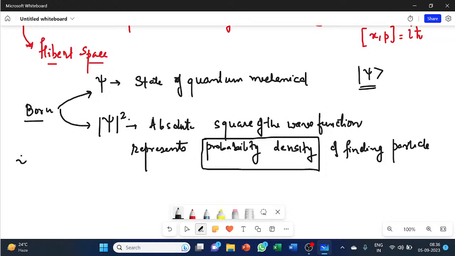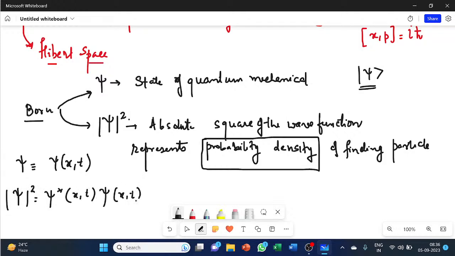Let's say I give psi as a function of x and t. What is psi mod whole square? It is equal to psi star of x comma t times psi of x comma t. This is equivalent to taking the conjugate. Psi star means taking the conjugate. In general, remember that psi is a complex valued function.